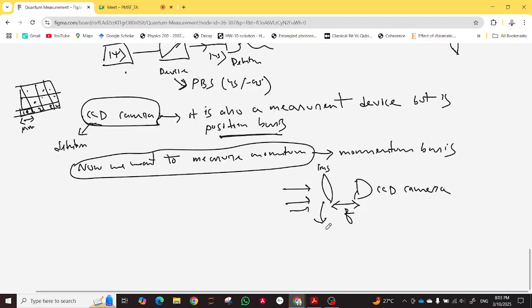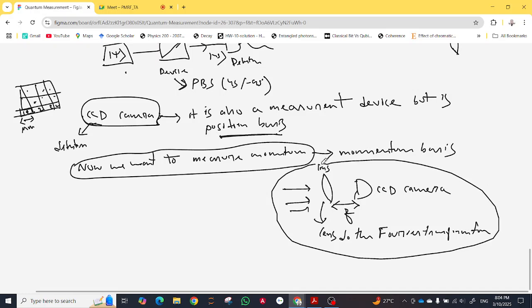You can derive it. You can just search in Google, you will know how a lens does the Fourier transformation, okay. So just put a lens and you get the momentum, okay. So this is your measurement device now: lens plus CCD.